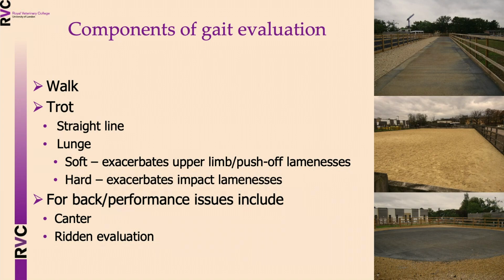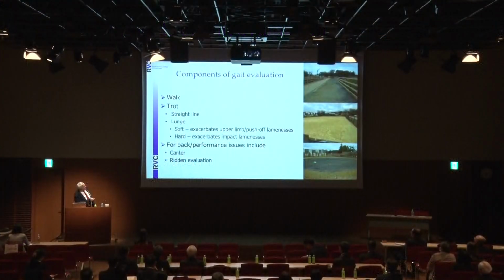We start off looking at the trot in a straight line because that is the easiest way to identify lameness. But then we also lunge the horse on both soft and hard surfaces because it can exacerbate different aspects of lameness.